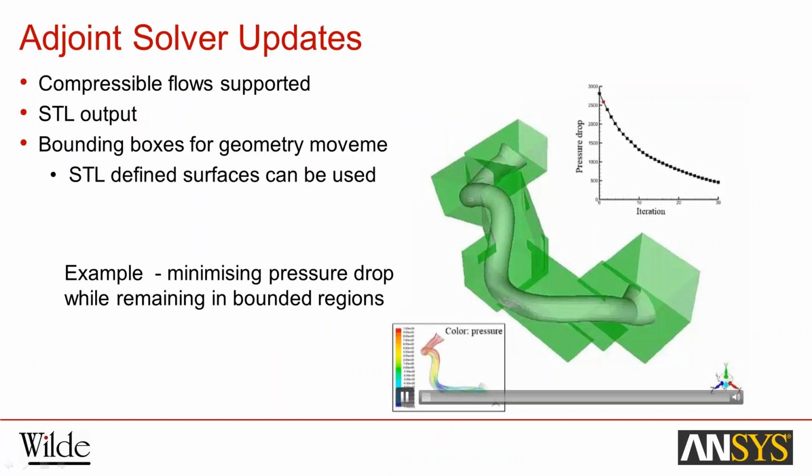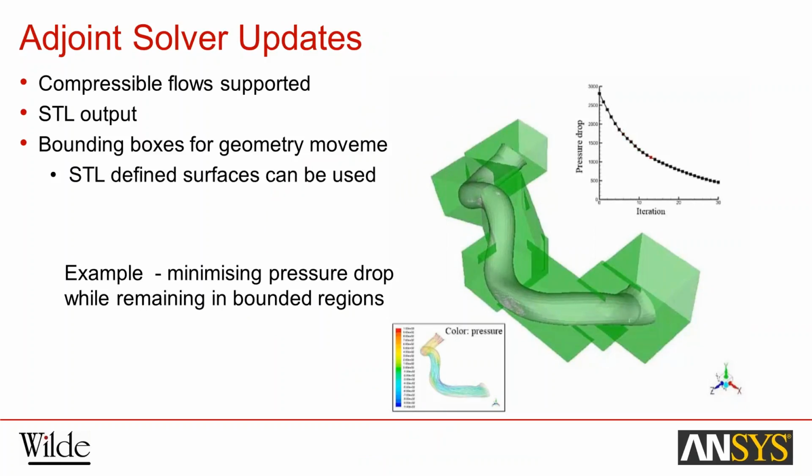These are the updates to the adjoint solver, which are potentially making it increasingly useful. It now supports compressible. The most useful thing of all is that it now supports the output of STL mesh files, which allows you to take the modified mesh, modified topology, and bring it out and put it into geometry modification tools such as SpaceClaim. And there's also the ability to set up bounding boxes or surfaces, including STL surfaces, to define the areas where the topology is allowed to go.